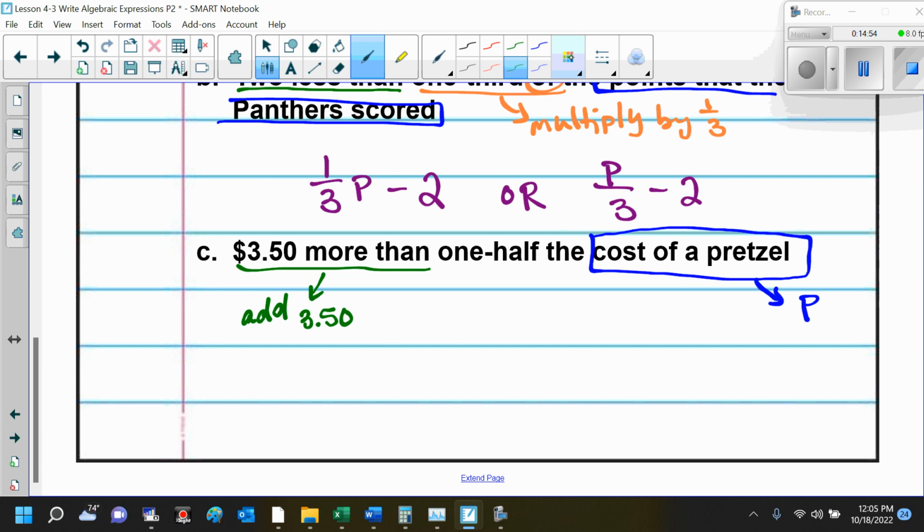And what else tells us an operation there? 1/2. 1/2 tells us 1/2 of the cost. So that's going to be, you can divide here, yep. Or we can multiply. Very good. Divide by 2. We can divide by 2. Or multiply by 1/2. Very good. All right.